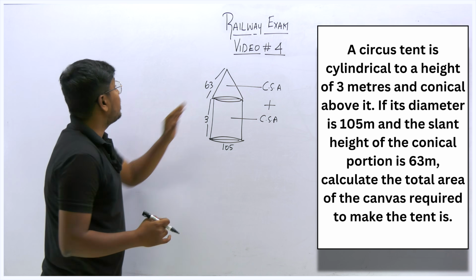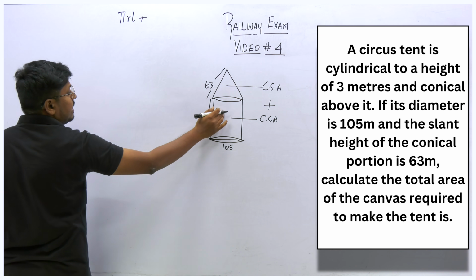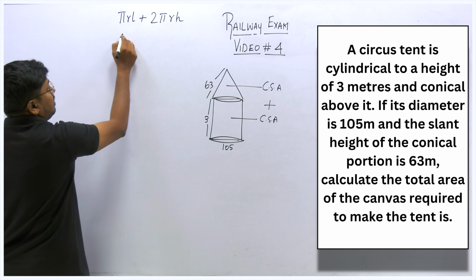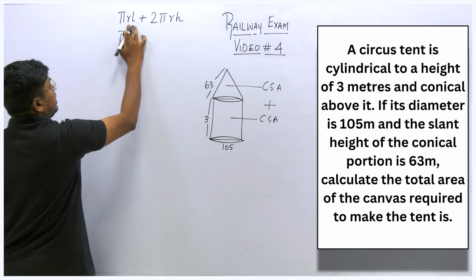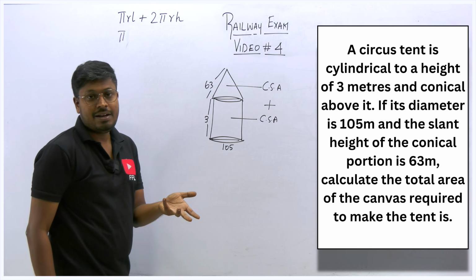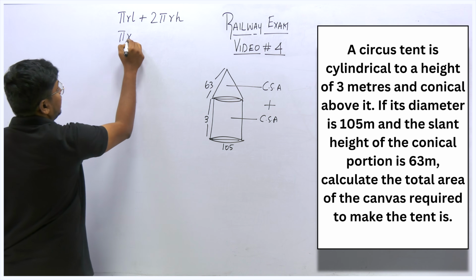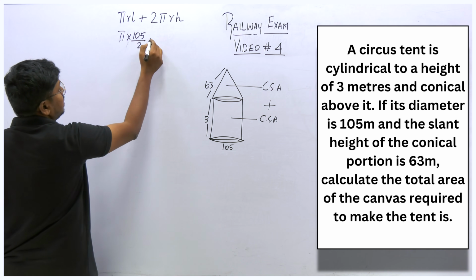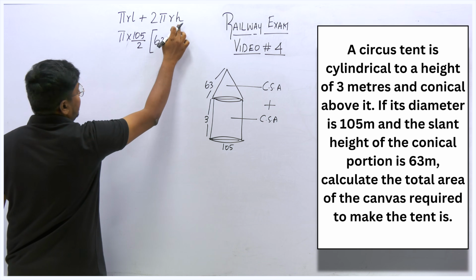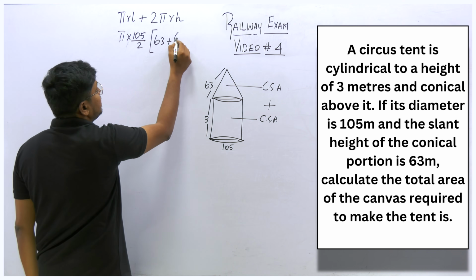So first, the cone. The cone curved surface area will be pi r l, and the cylinder curved surface area will be 2 pi r h. So pi and pi are common, so we can take pi outside. Similarly, r will also be common. Why? Because here also the radius, whose diameter is 105, will be 52.5, or else 105 by 2. We can take it as 105 divided by 2, right? So next will be l. The slant height has been given, 63, and 2 and h remain. So h will be the height of the cylinder. The height of the cylinder is 3. So 3 into 2 will be 6 here.